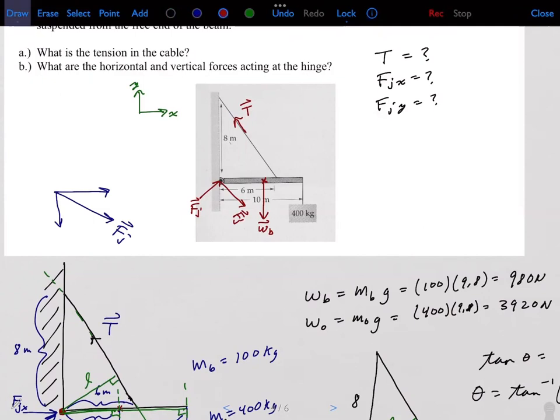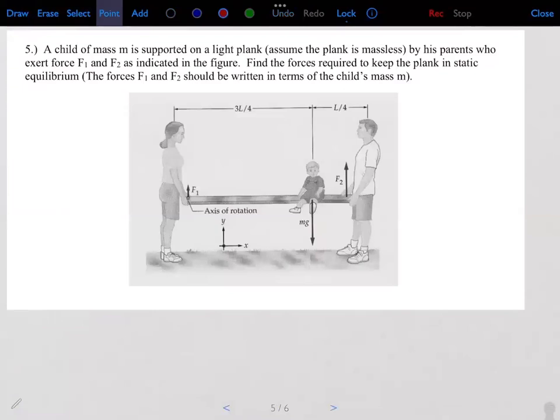Okay, a little bit of work, but again, all we did was we used the fact that it's in rotational equilibrium. So the sum of the torques has to be 0, and it's in translational equilibrium. So the sum of the forces in the x direction and y direction had to be 0. Okay, so we have all of our answers. We have the tension in the cable. We found that. We found the joint reaction force in the x direction and the joint reaction force in the y direction. Okay, next question.